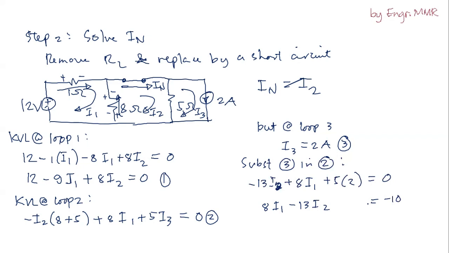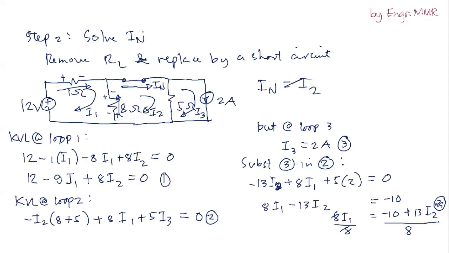Then from this equation, we have to solve for I1 in terms of I2 since our goal here is to solve for I2. So we have 8I1 equals minus 10 plus 13I2. So divide both sides by 8, and we have I1 in terms of I2. Let's call this equation 2A. Now 2A will be substituted to equation 1 to eliminate I1 and solve for I2.